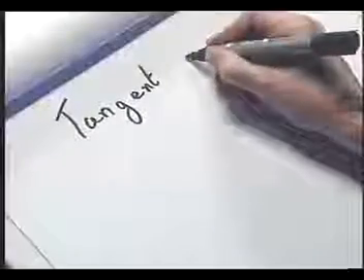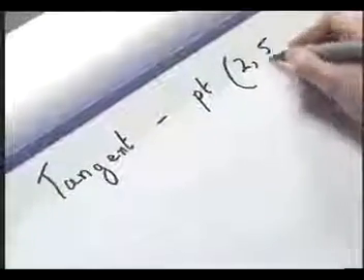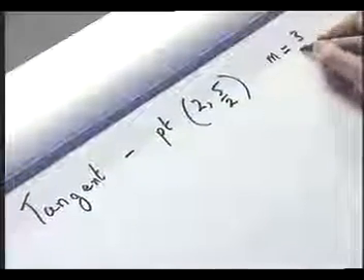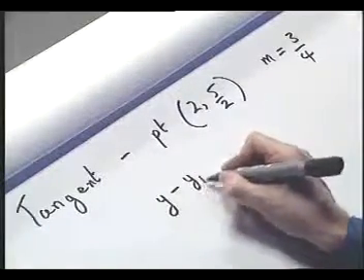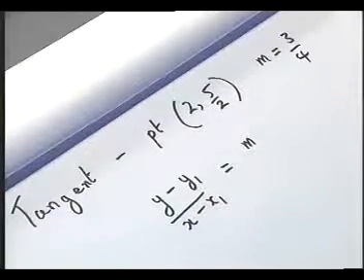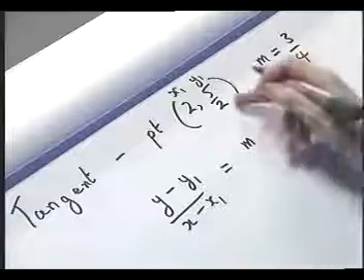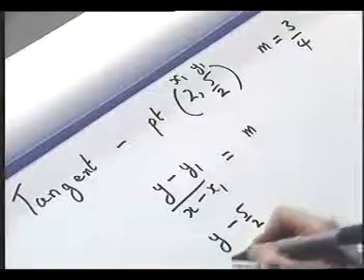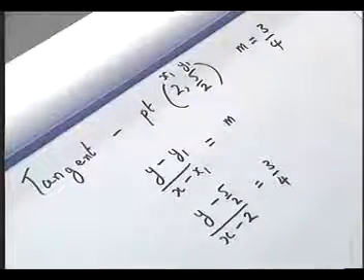So let's just list what we know. We've got the tangent at the point 2, 5 over 2, and we know that the gradient at that point is 3/4. So the standard equation for a straight line, y minus y1 over x minus x1 is equal to m, the gradient. And this is x1, and this is y1. So now we can substitute these things in. y minus 5 over 2 over x minus 2 is equal to 3/4.